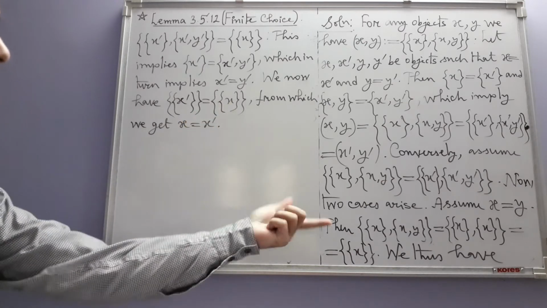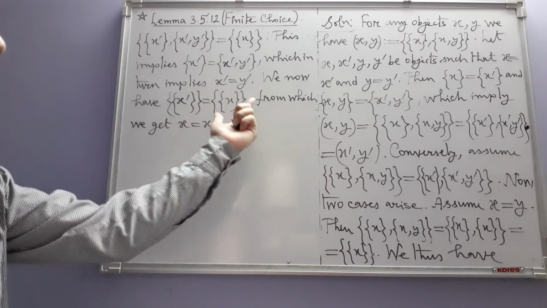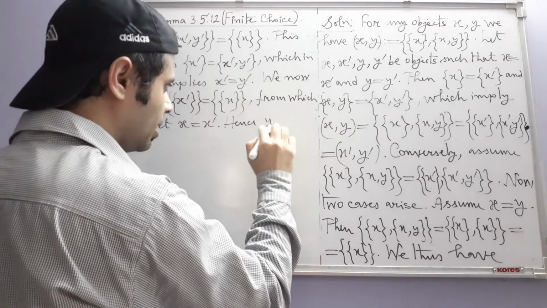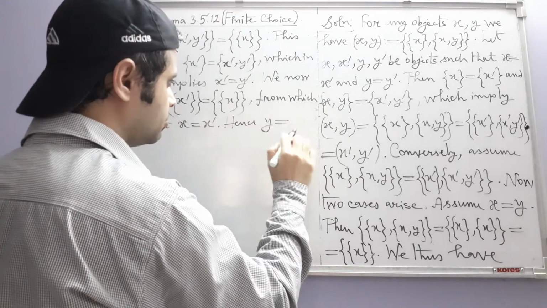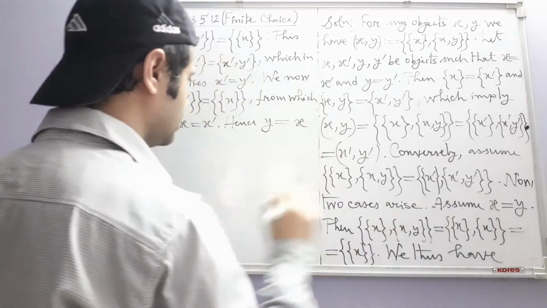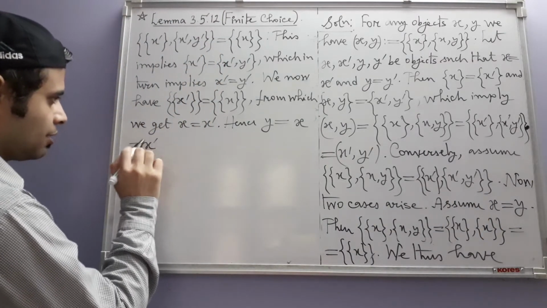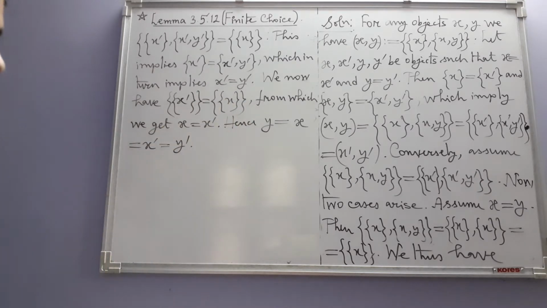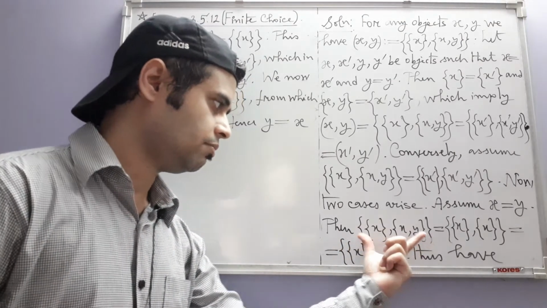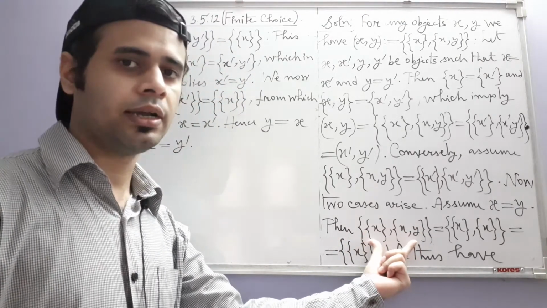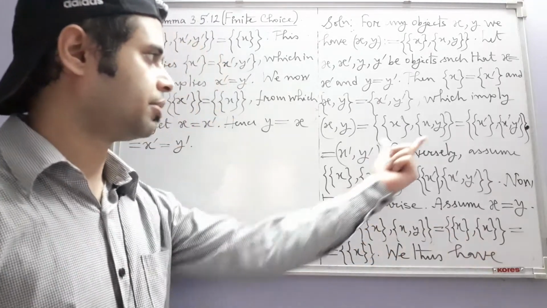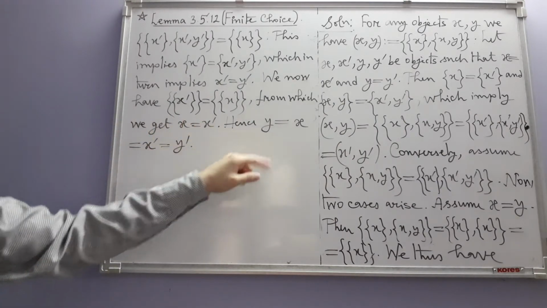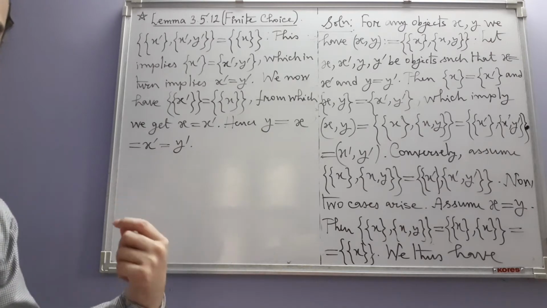So now y will also be equal to y prime, because x is equal to y and x prime is equal to y prime. Hence y is equal to x, that we are getting from here, and x is equal to x prime, we have got it from here, and x prime is equal to y prime. So what we have done, we have assumed that this ordered pair x comma y is equal to the ordered pair x prime comma y prime, and we have concluded that x is equal to x prime and y is equal to y prime. So that is the other half of 3.5.